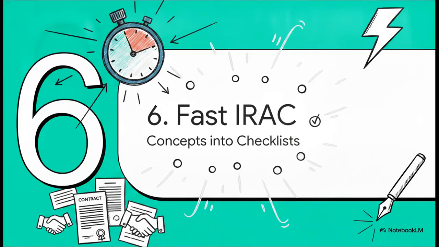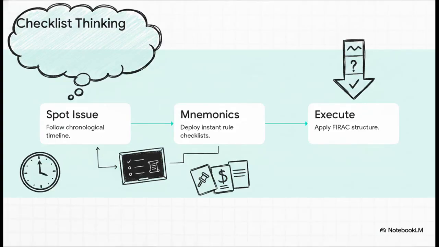All right, now for the final piece of the puzzle, step 6, condensing rules for fast IRAC, turning concepts into checklists. We've talked a lot about legal theory, but now we have to weaponize it. You really have to adopt what I call checklist thinking. When you're under the intense pressure of a timed exam, you literally cannot write dense, meandering paragraphs of case law. You just have to execute.